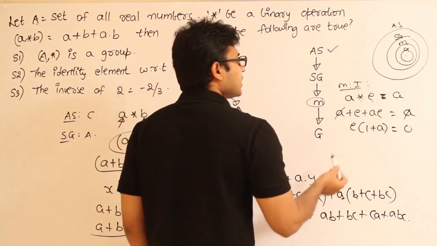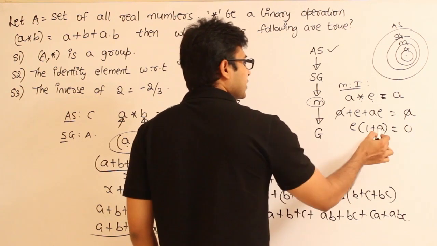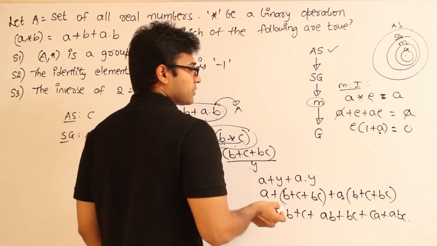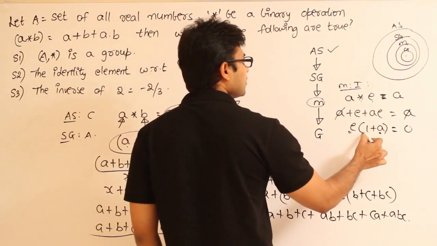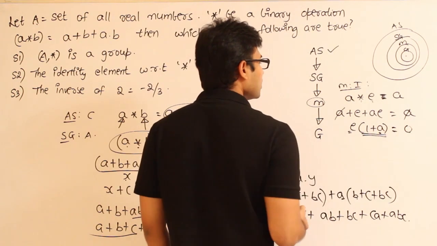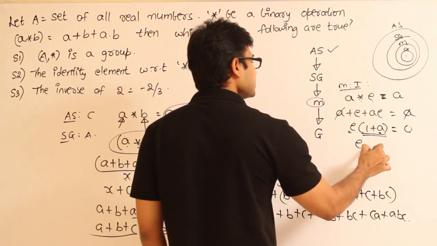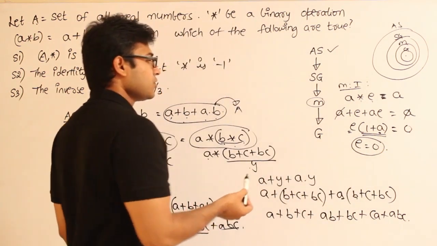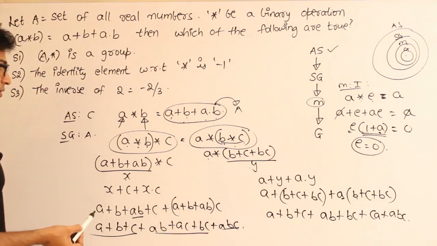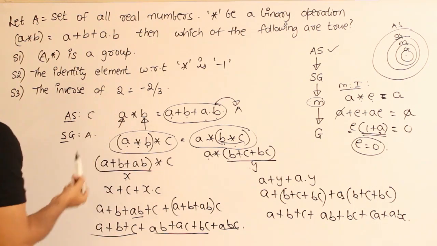So what does it mean? a is some real number, right? It need not be minus 1. It can be any real number. So for any real number, if you are going to get e into (1 plus a) equal to 0, it definitely means that e is equal to 0, which means 0 is going to act as the identity element for this operation.